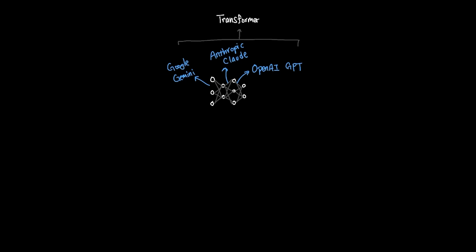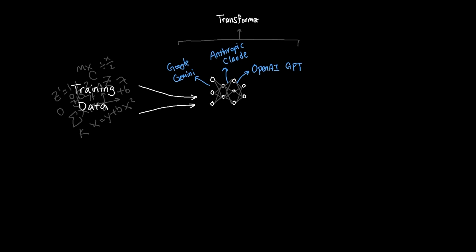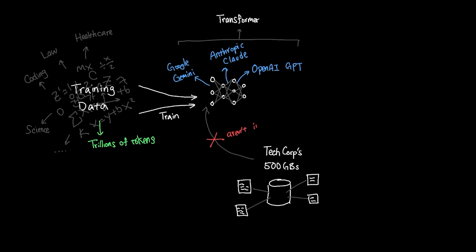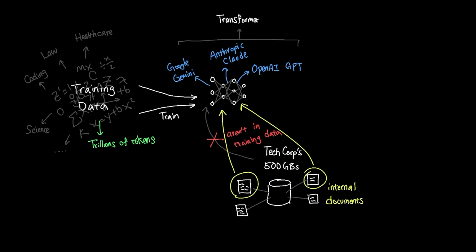Popular LLMs like OpenAI's GPT, Anthropic's Claude, and Google's Gemini are all transformer models that are trained on large sets of data. The size of training tokens can go up to tens of trillions of tokens. And the training data includes data from thousands of different domains like healthcare, law, coding, science, and more. But when we work at TechCorp, the 500 gigabytes of data that we have aren't part of the training data that was used to train the model, which means that in order for us to use the LLMs to ask questions about TechCorp's internal documents, we need the ability to pass in data to the LLM.